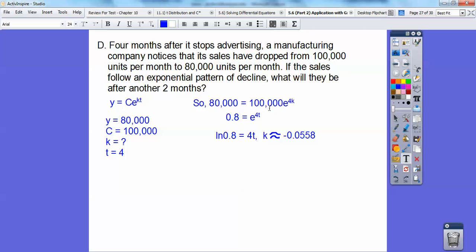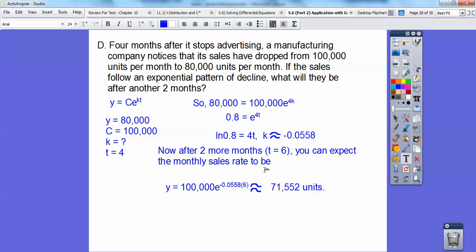Okay, so divide both sides by 100,000, you get 0.8 equals e to the 4k power, and then natural log both sides. Okay, and then I'm going to divide by 4 right here, and the natural log of 0.8 divided by 4 gets me a negative 0.0558. Okay, so that's going to go in right there, which is going to go in right here.